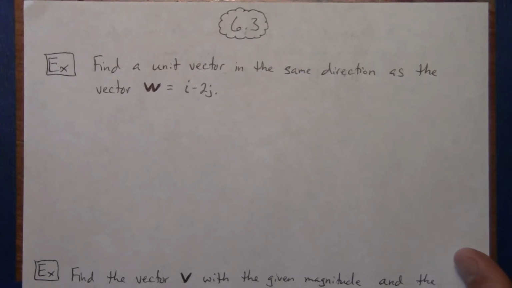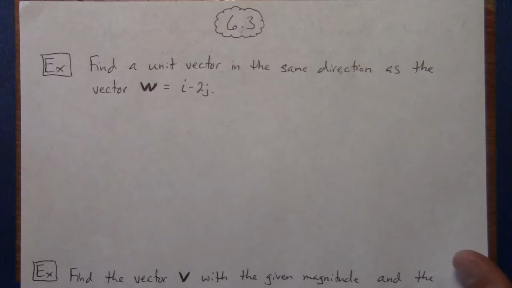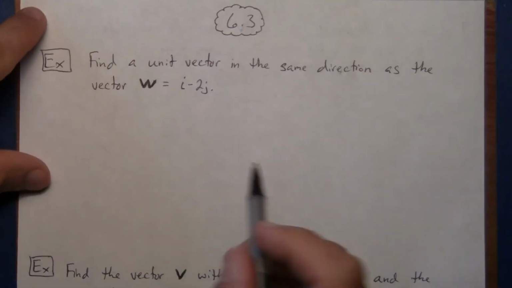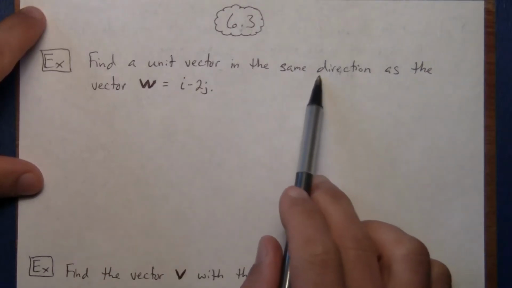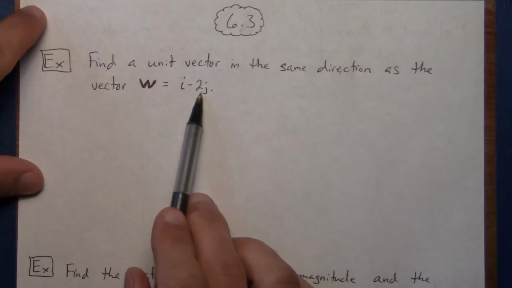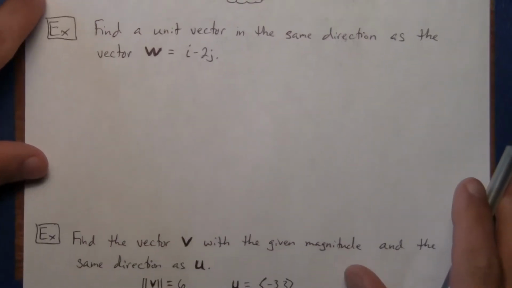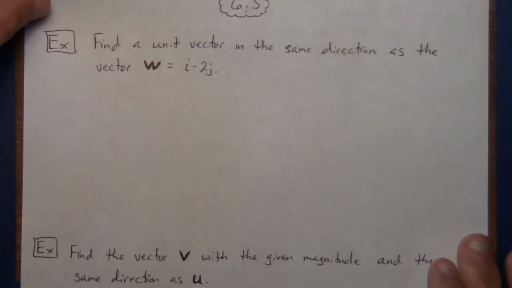Section 6.3, we get to deal with vectors. I'm going to look at 4 problems today for your homework help. First one is going to ask you to find a unit vector that's going the same direction as the given vector i minus 2j, which remember is a linear combination instead of component form, which we tend to use more frequently.